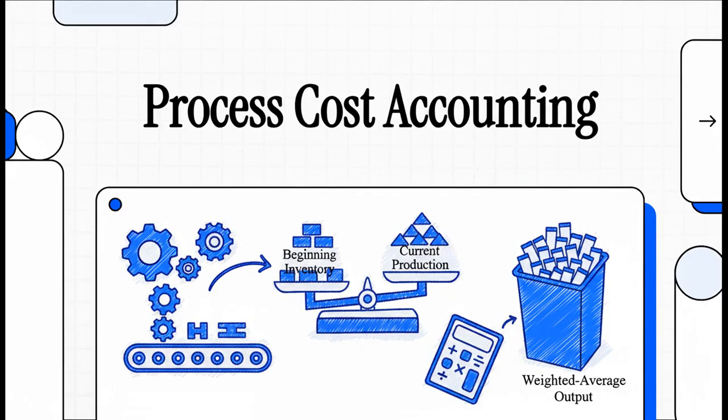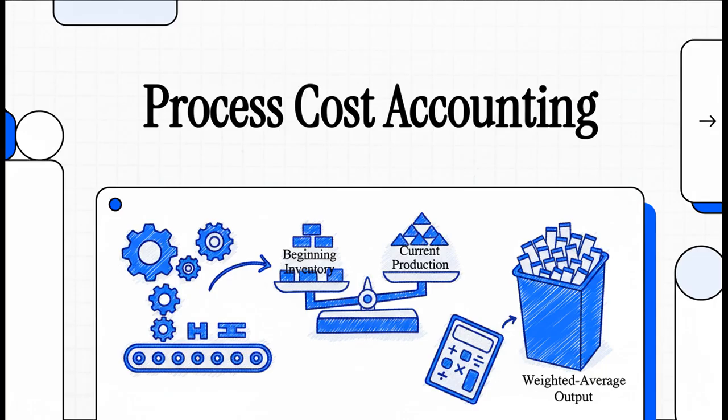Today, we're going to tackle a really fundamental question in the world of manufacturing. Imagine a company that produces thousands, maybe even millions, of identical items every single day. Think cans of soda, sheets of glass, or in our case, waffles. How on earth do they figure out what just one of those items costs to make? It's not as simple as it sounds, right?